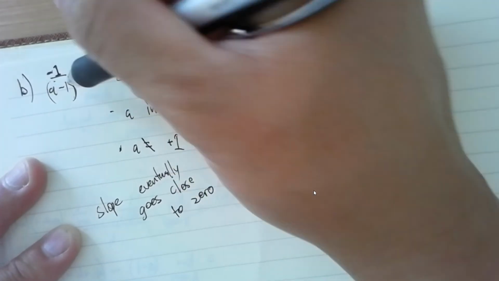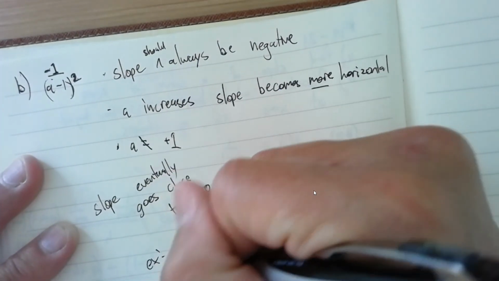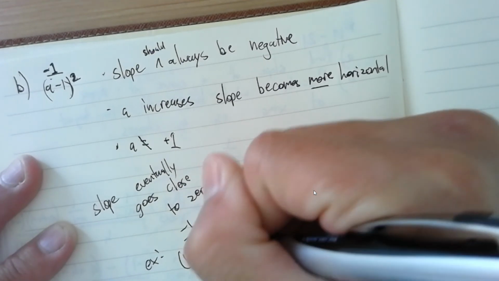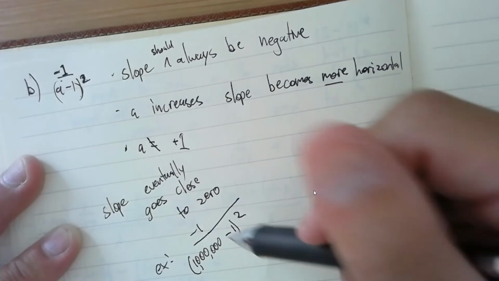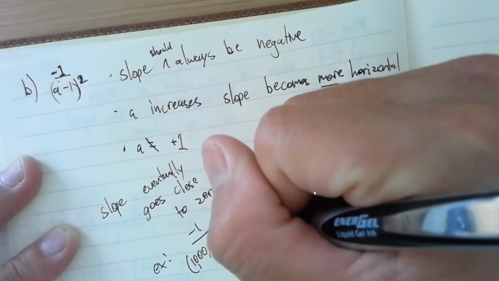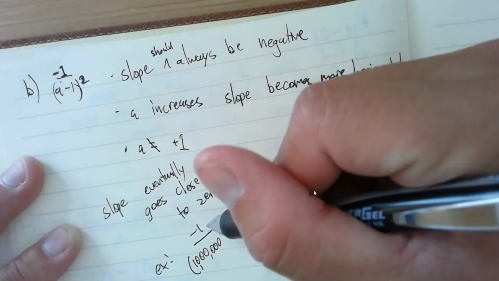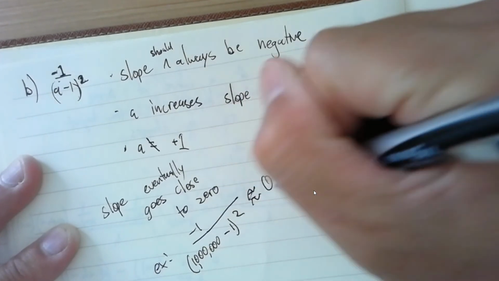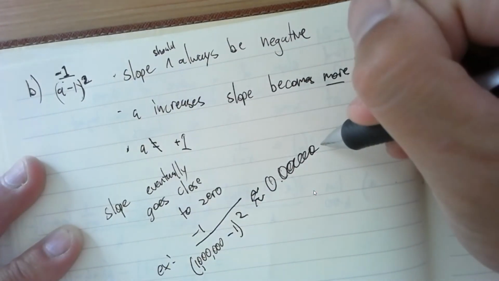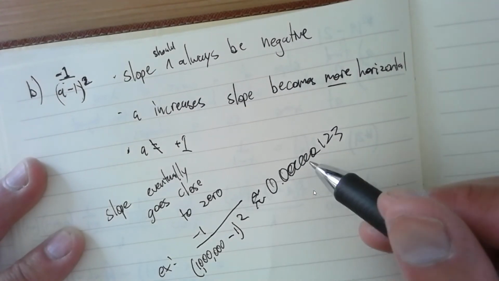Because if I plug in a huge number for a, like a million, an example would be negative 1 over 1 million minus 1 squared. My slope's still going to be negative, but the bottom is going to be an insanely large number. And if we know anything about fractions, 1 divided by a huge number looks like 0, like 0.000 something. The thing is, it's getting really, really close to 0.